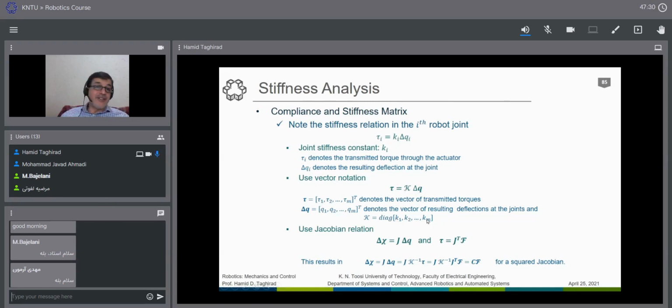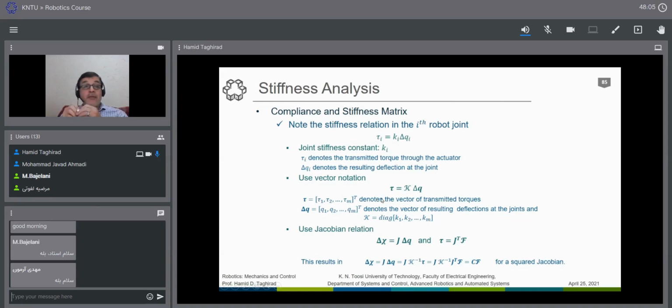That is basically the diagonal matrix of all these k i elements. If all of them are using the same harmonic drive or the same structure, then it will be a diagonal unity matrix with a constant k on top of that. But if you are using different harmonic drives with different stiffness constants, this K matrix, which relates the vector tau to the vector q, becomes diagonal.